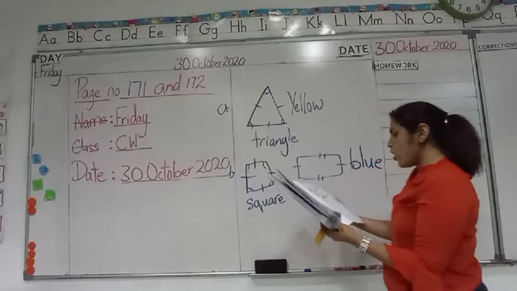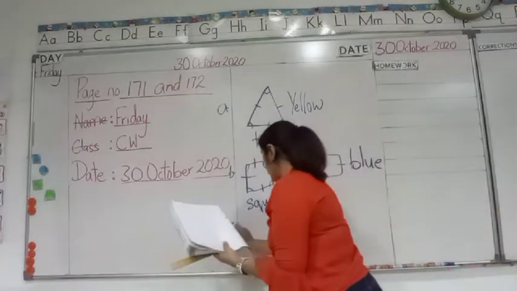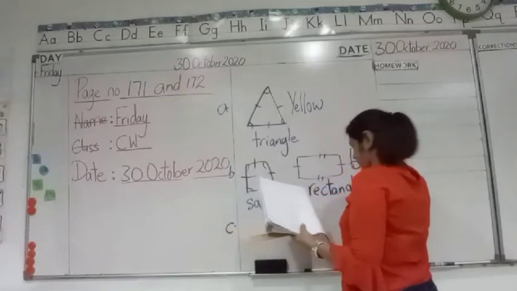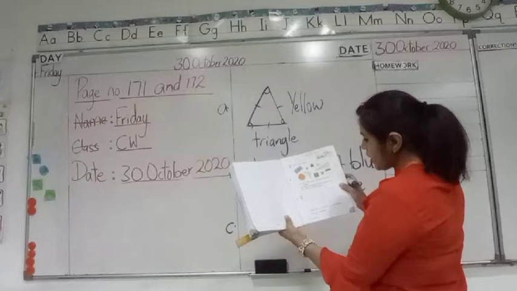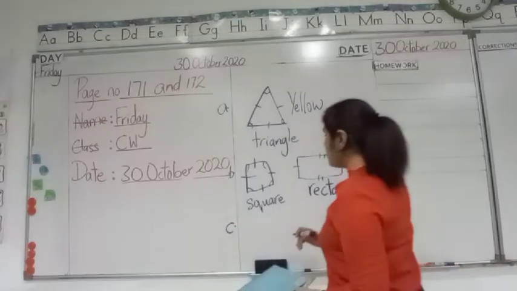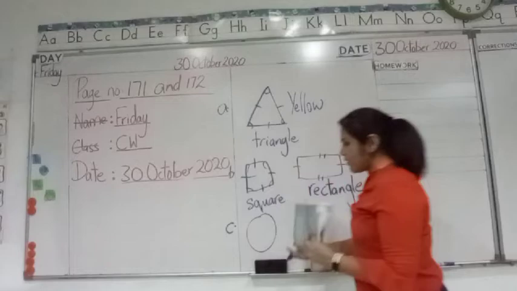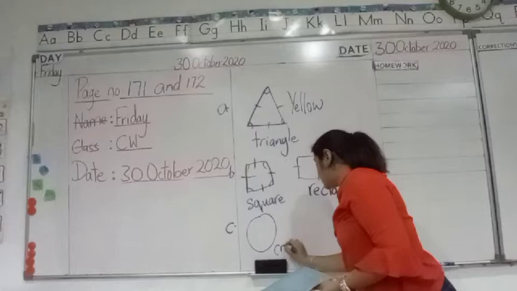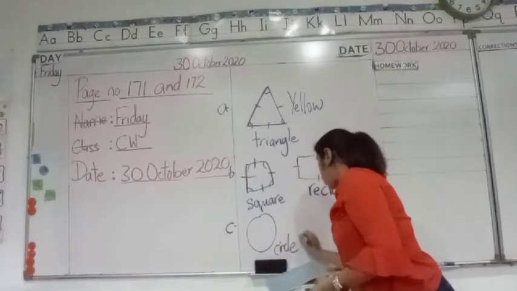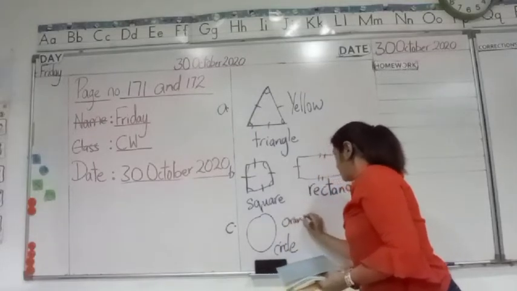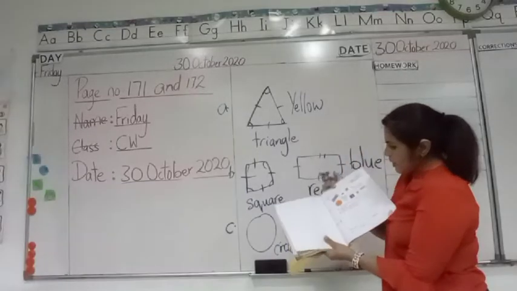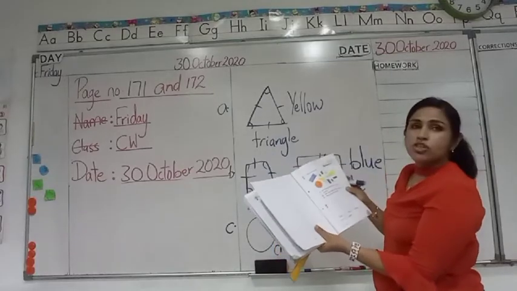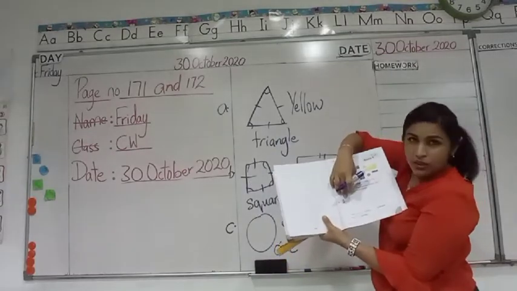Okay, next comes your third instruction, which says color the shapes that are round, color them orange. The shapes which are round, there is only a circle which is round in shape. So color the circle orange. So later, make sure you color them neatly. Now, let's go to question number 2, the activity they are going to give us.